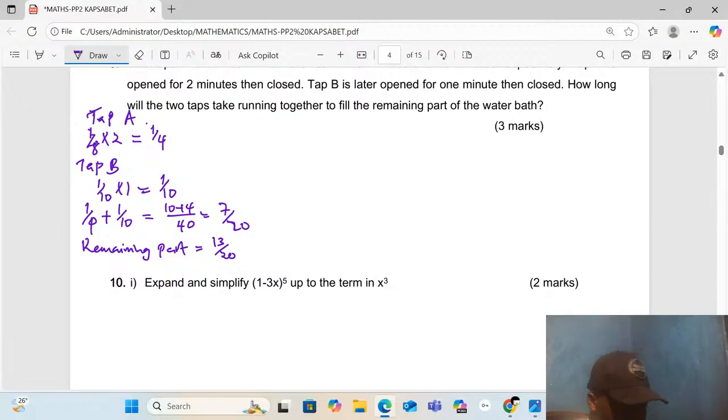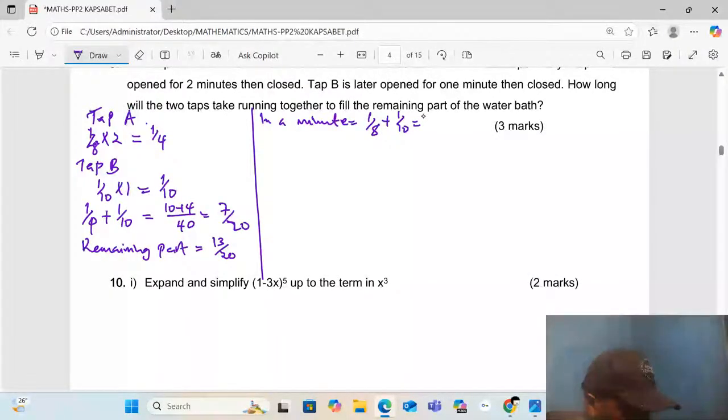Now in a minute, let's look at the fraction in a minute. So in a minute, we shall have 1/8 plus 1/10. So in 1 minute, it fills 9/40. Let's look at the time taken now.